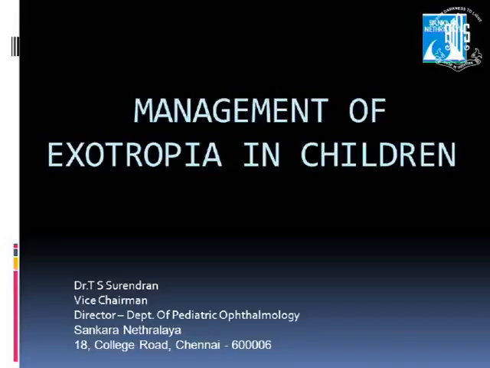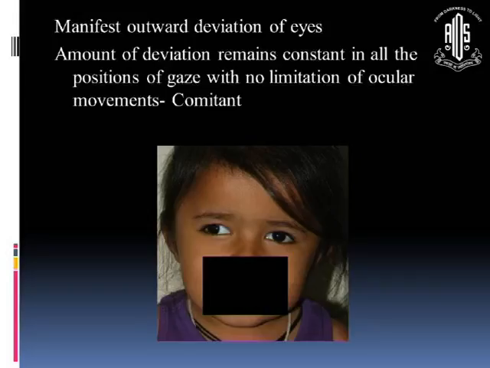I think squint is very common in this part of the world, mostly the Pacific countries, and this is a divergent, intermittent divergent squint, compared to the West, which has more esodeviations. It's a manifest outward deviation of the eyes, and the amount of deviation remains constant in all positions of gaze, with no limitation of ocular movements. The types are primary, sensory, and consecutive.